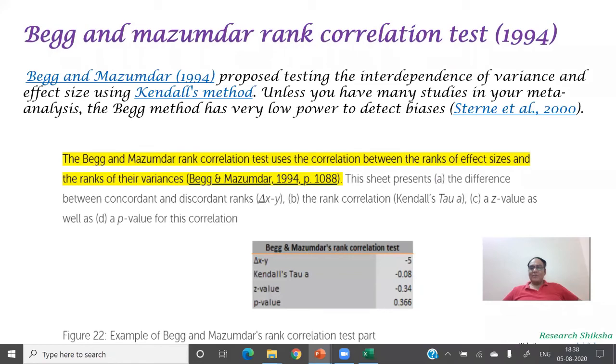I feel happy when I see the name of an Indian in any test. Okay, so this Begg and Mazumdar give a test.